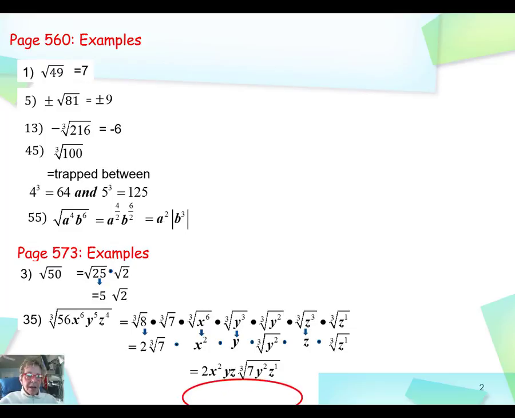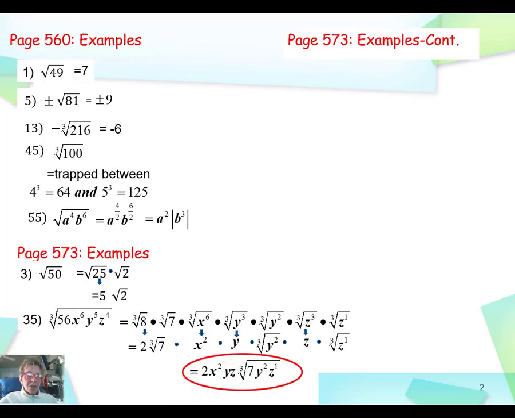Then I simplify, and I get 2x squared times yz times the cubed root of 7y squared z to the first. And I really don't need to write the first power.